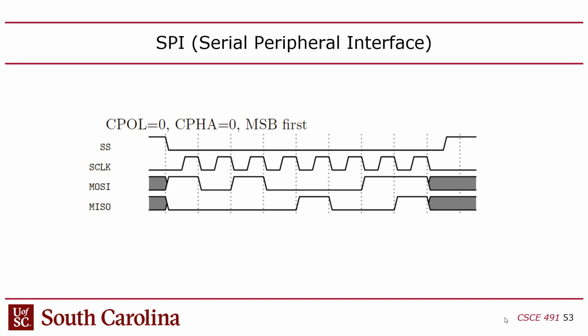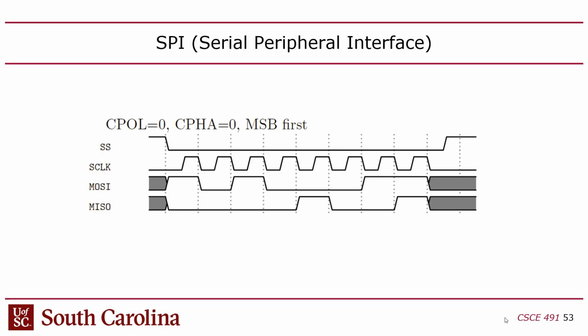Now, if you get them wrong, if the master is using one C-pole and C-fa value and the slave's using another, usually what happens, in my experience, and I've done this, most people that do this stuff have run into this, is that all the values that you receive from the master are shifted by 1 bit. That's usually how this manifests. But in the worst case scenario, you get just random errors on the master side because of metastability.